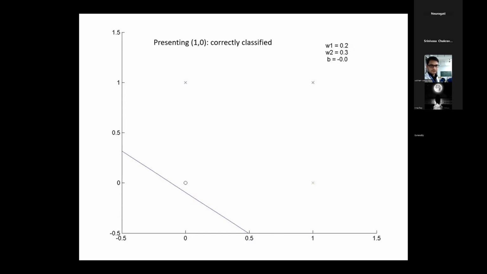Now present 0, 0. It is wrongly classified, because this point should be on the left or below the decision boundary, whereas actually it's above the decision boundary. Now let us look at 0, 1, which is this point. That's correctly classified. Then 1, 0, this one, also correctly classified. Then 1, 1, which is also correctly classified. So out of 4, 3 are correctly classified, so performance is 75%.